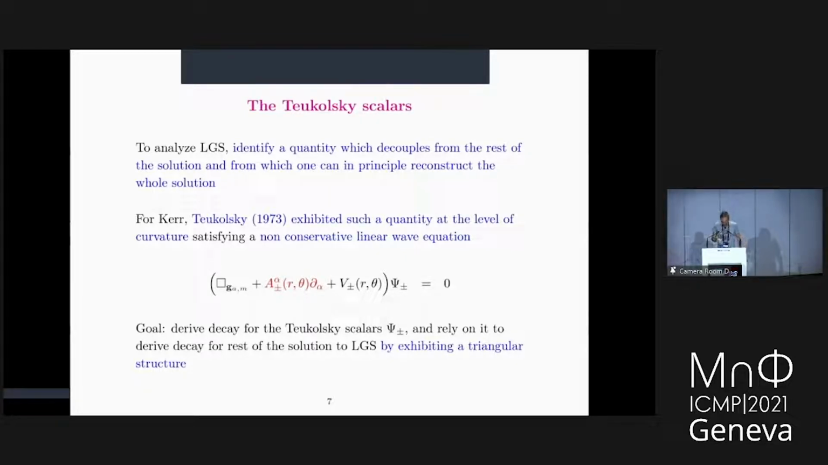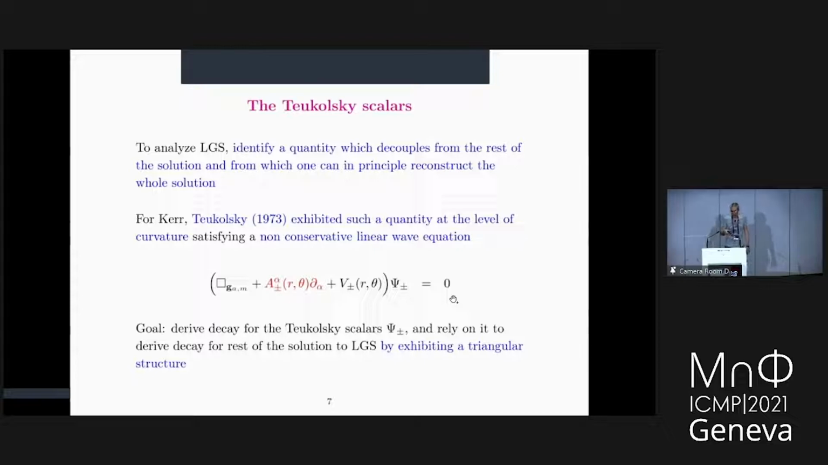Now, that was a great achievement of Teukolsky, who was able to exhibit such a quantity at the level of curvature. In fact, there's a long history. There were other attempts before, but let me mention this, which is particularly relevant for this talk. And he could prove that there are certain curvature components, in fact, there are two, which I'm going to refer to as psi plus and psi minus for the purpose of this talk, that satisfy a wave equation which decouples from the rest. In other words, on the right-hand side, I do not see any other component. I just see 0. OK?